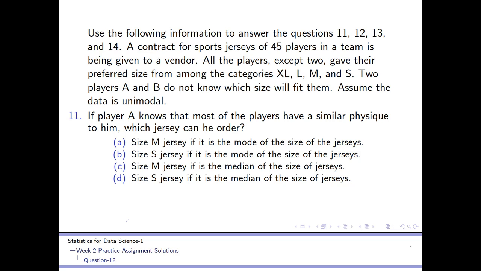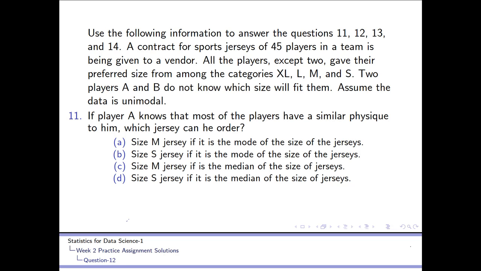For questions 11, 12, 13 and 14, we are to use the following information. A contract for sport jerseys of 45 players in a team is being given to a vendor. All the players except two get their preferred sizes from among the categories XL, L, M and S. Two players A and B don't know which size will fit them, and the data is given to be unimodal. Here 45 players are to give their jersey sizes to a vendor, but two players A and B don't know which jersey size will fit them, and the data is unimodal, that is only one mode exists there, that is, the sizes of jerseys have only one mode observation.